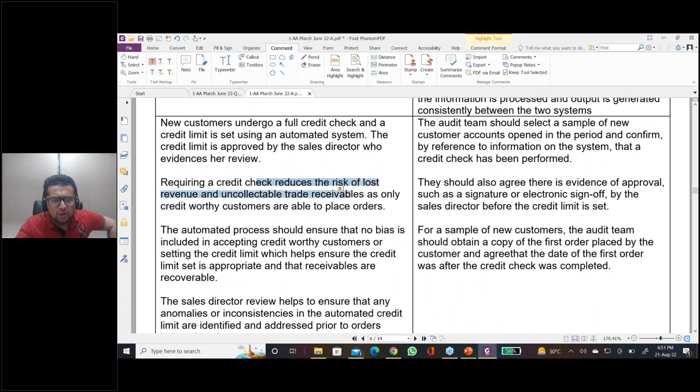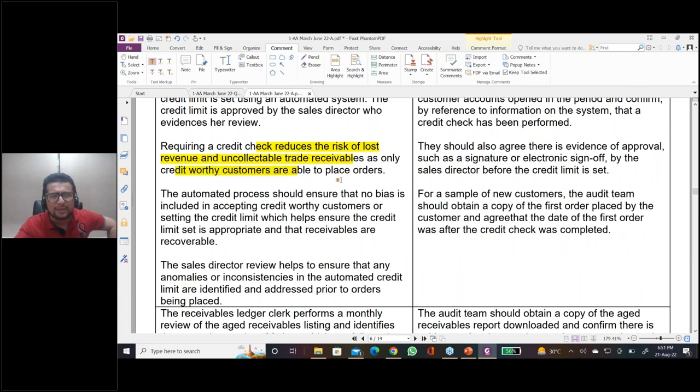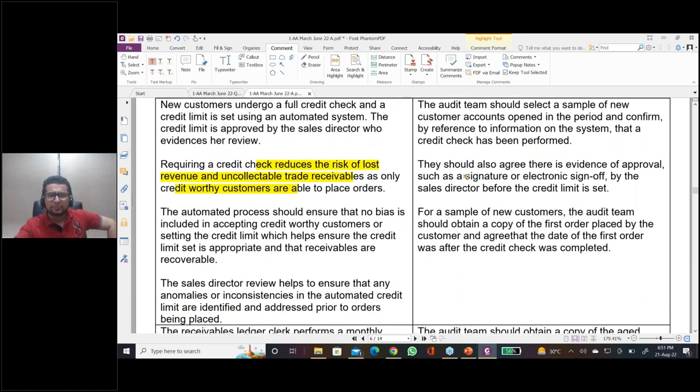This reduces the risk of lost revenue and uncollectible trade receivables. This ensures that only credit-worthy customers are dealt with.